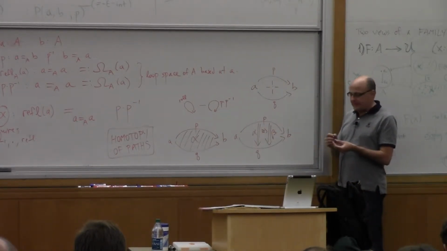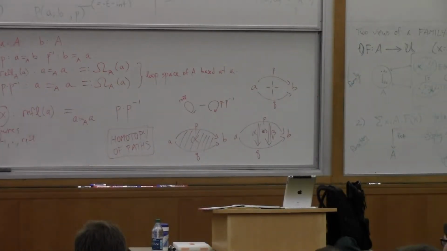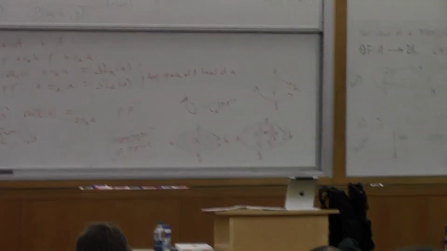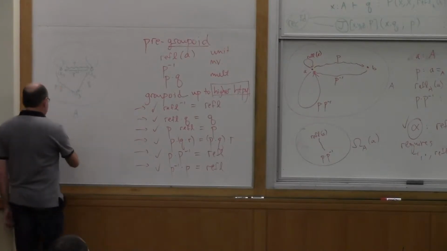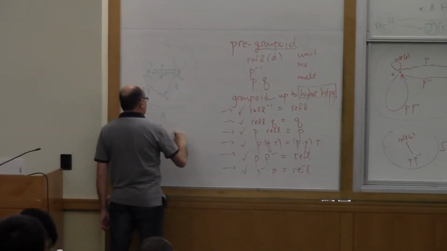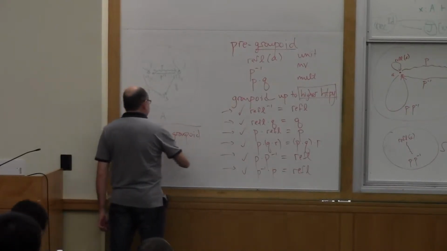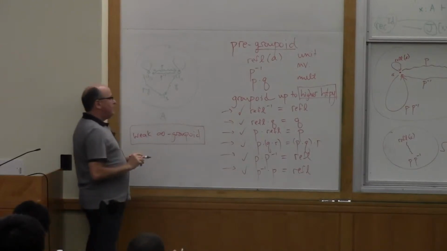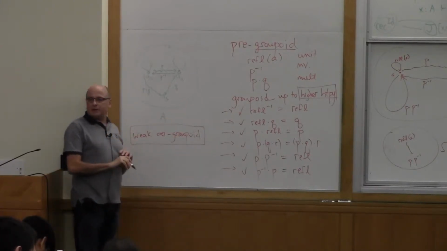So what this means is that you get all of the groupoid laws up to higher homotopy, up to higher homotopy, all the way to infinity. And this is called the structure of a weak infinity groupoid. That is, you have the structure of the groupoid that satisfies the groupoidal laws up to higher homotopy.